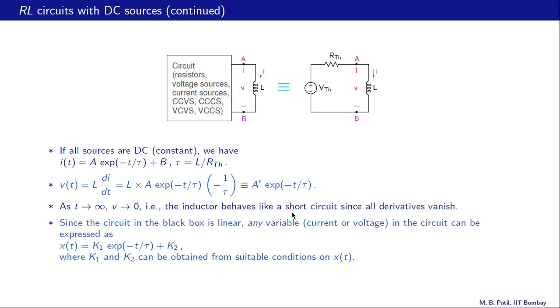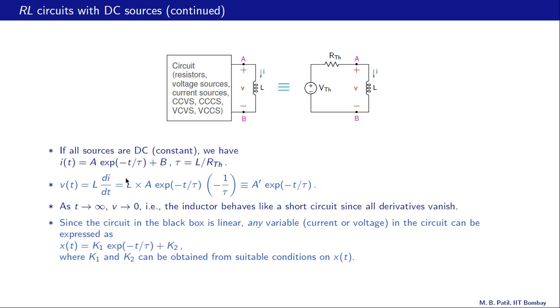Alright, now we have already looked at the voltage across the inductor and the current through the inductor, but we can make a much more general comment because this circuit is a linear circuit. Since the circuit in the black box is linear, any variable, that is any current or any voltage inside the circuit, can be expressed as x of t equal to k1 e raised to minus t by tau plus k2, where k1 and k2 are constants and they can be obtained using suitable conditions on x of t.